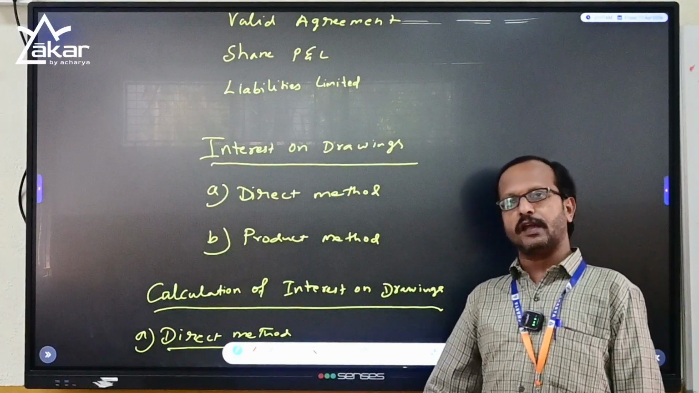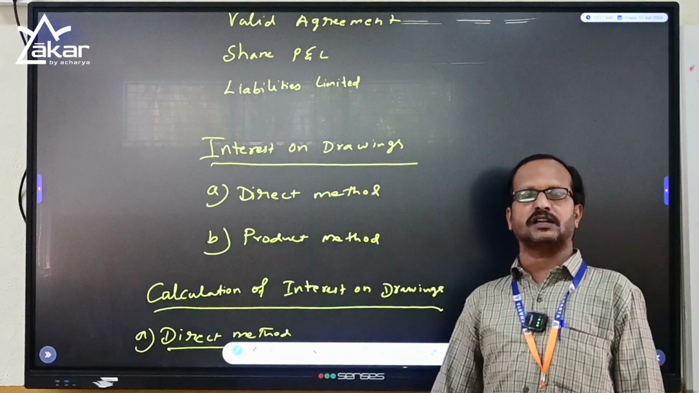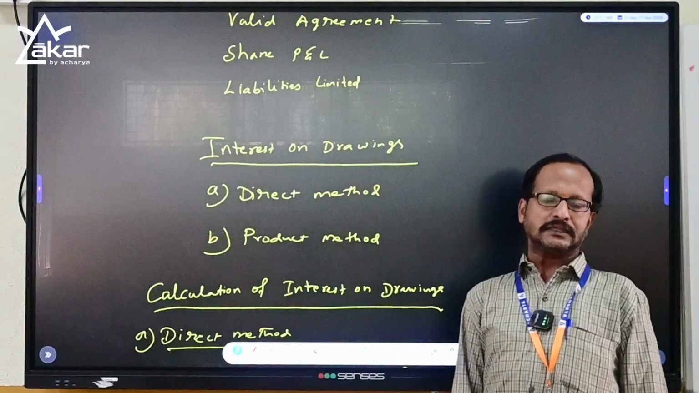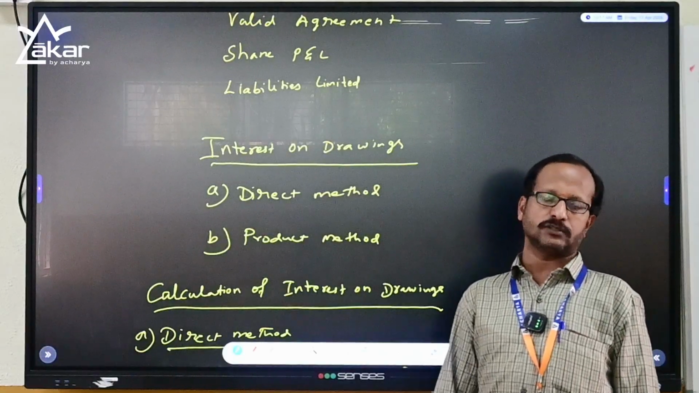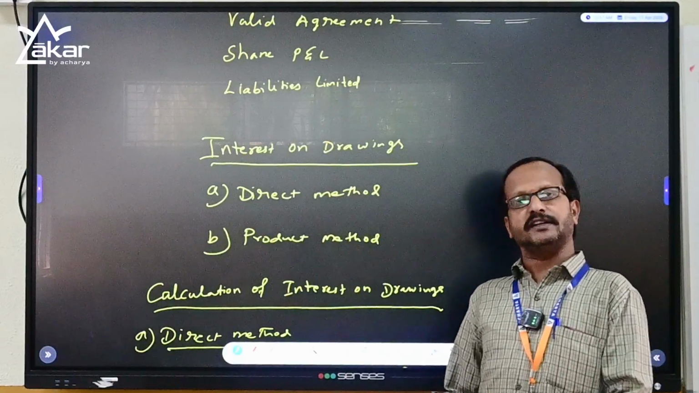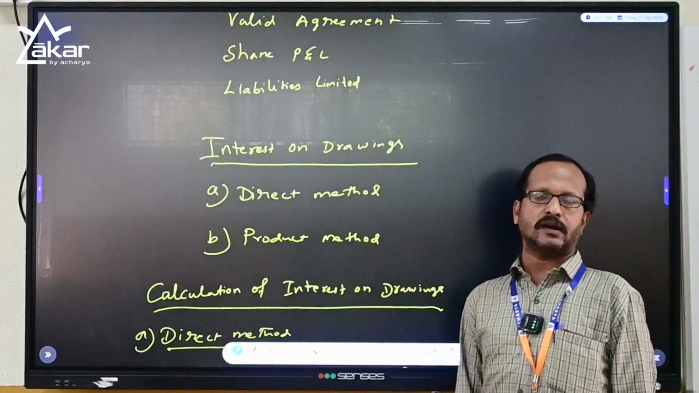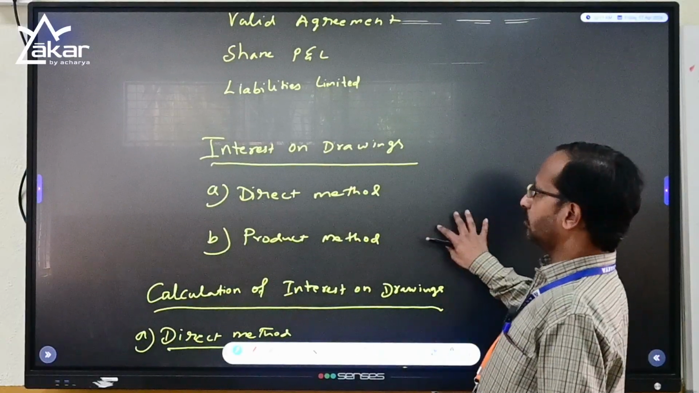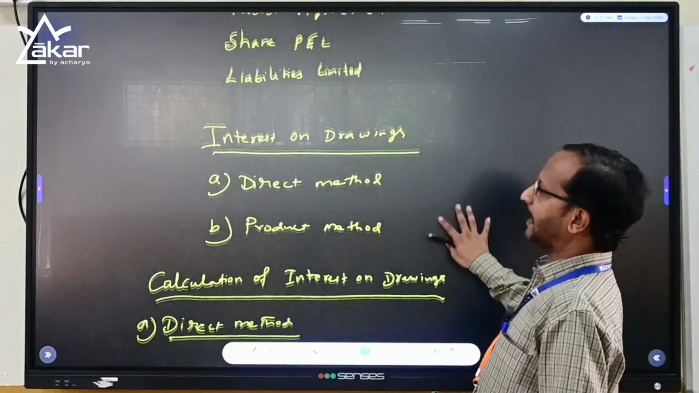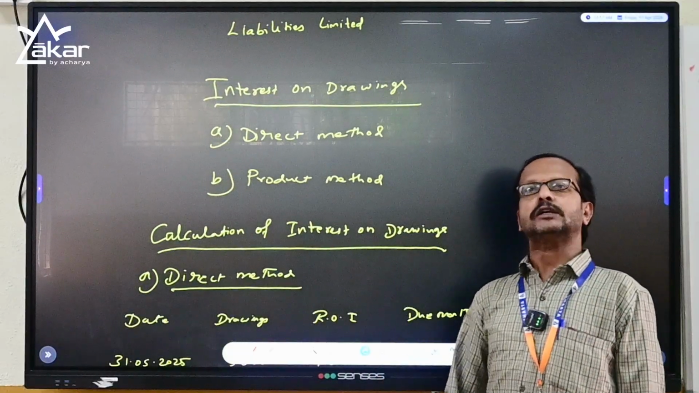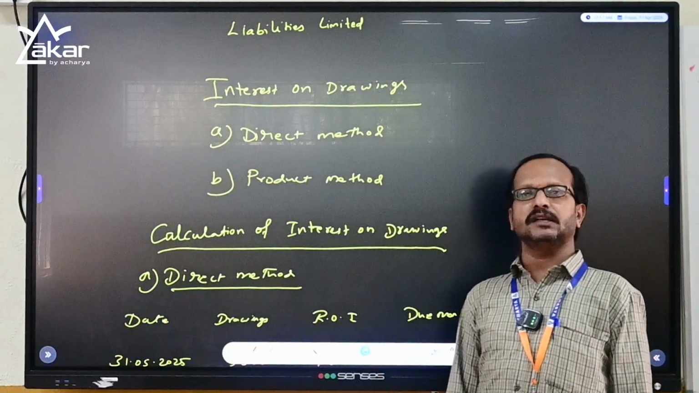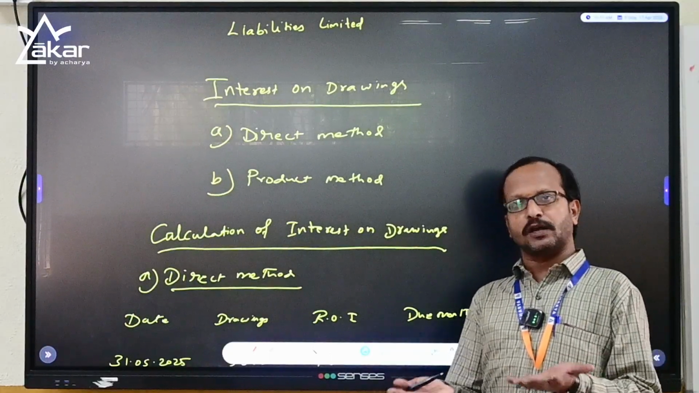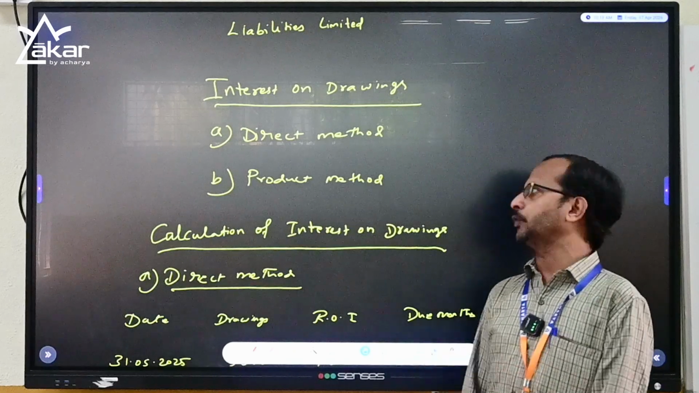If a partner, due to an emergency, withdraws any part of his capital, as per the Partnership Act 1932 and the partnership deed, he has to pay interest on whatever he draws. This is treated as an indirect income to the firm and an indirect expense to the partner's account. To calculate interest on drawings, there are two methods. One is the direct method and the other is the product method. These two methods have proper weightage from your exam point of view.